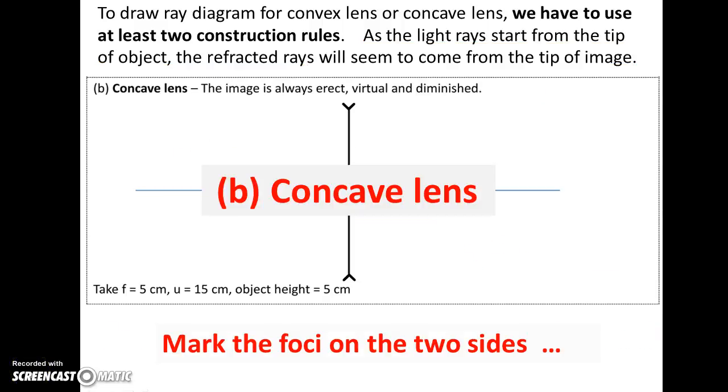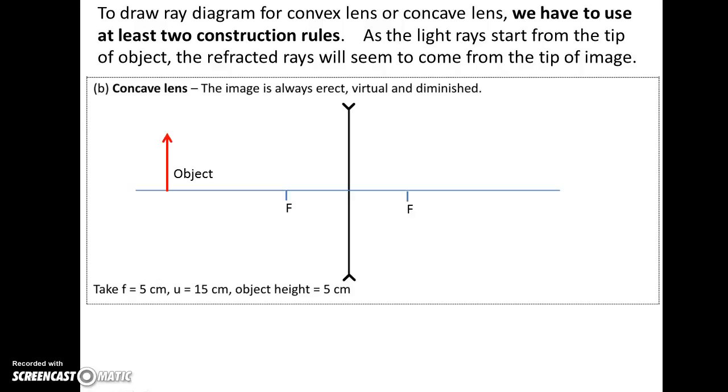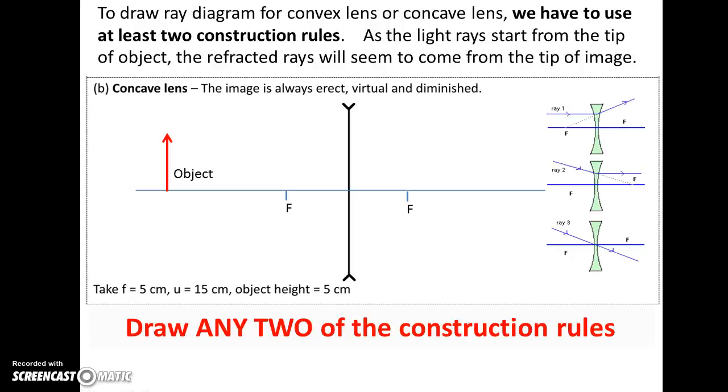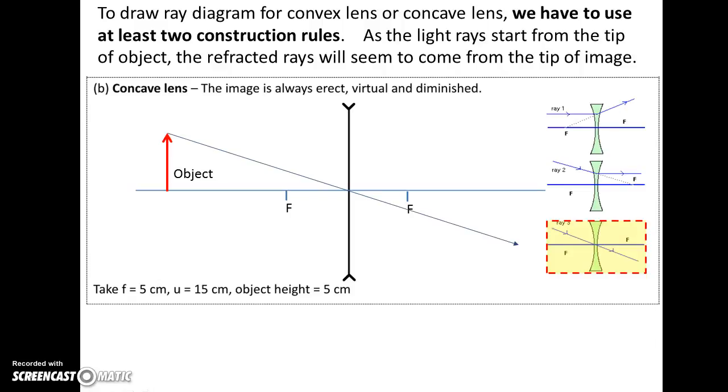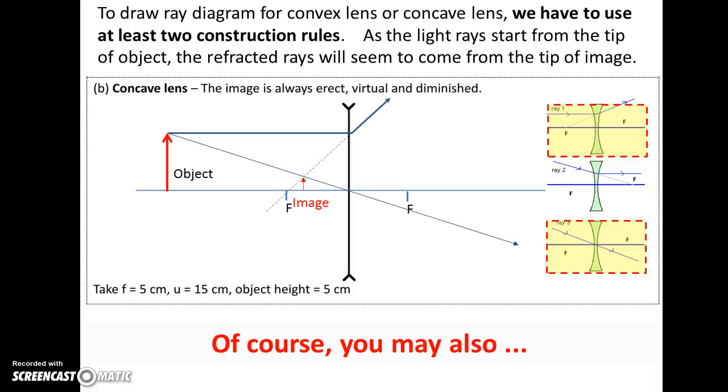Next, it is a concave lens. Similarly, you have to mark the foci on the two sides, and then mark the object accurately. Now in this case, again you have construction rules, and you may choose any two of them. The one passing through the center of the lens, and the other parallel to the principal axis. And this light ray diverges away in the direction of the focus. And don't forget to draw the dotted line passing through the focus to show its direction. And then the intersection point is the tip of the image. And so the whole image looks like this.